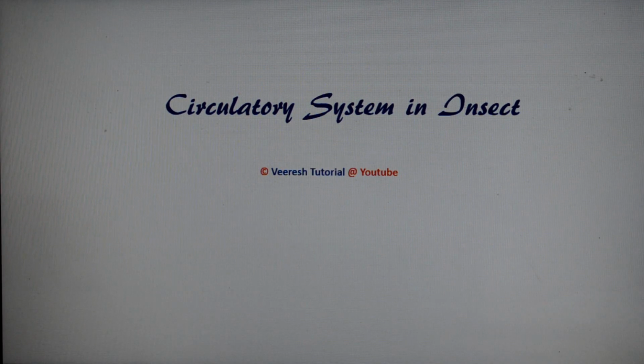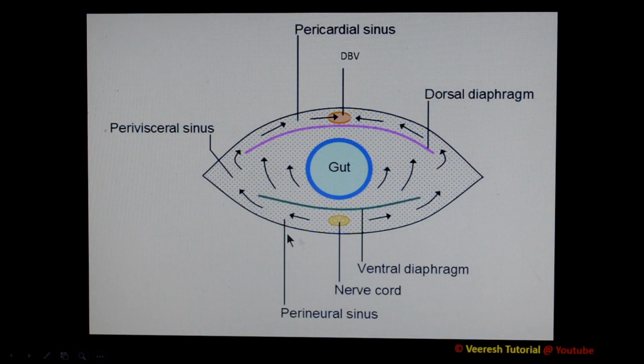Circulatory system in insects. Insects have an open circulatory system. If you look at the hemocoel or body cavity of the insect, it is divided by the dorsal diaphragm and the ventral diaphragm. The dorsal diaphragm separates the pericardial sinus and the perivisceral sinus, whereas the ventral diaphragm separates the perineural sinus and the perivisceral sinus.